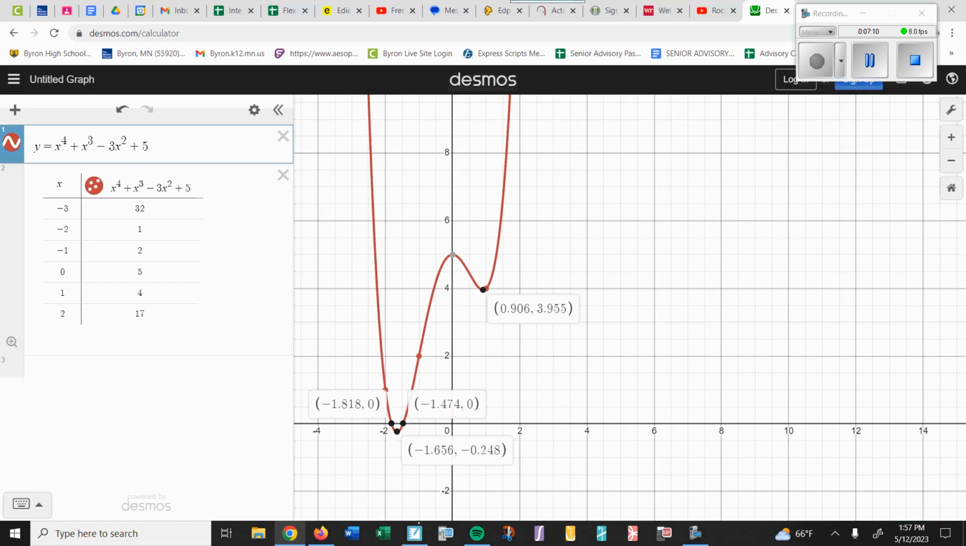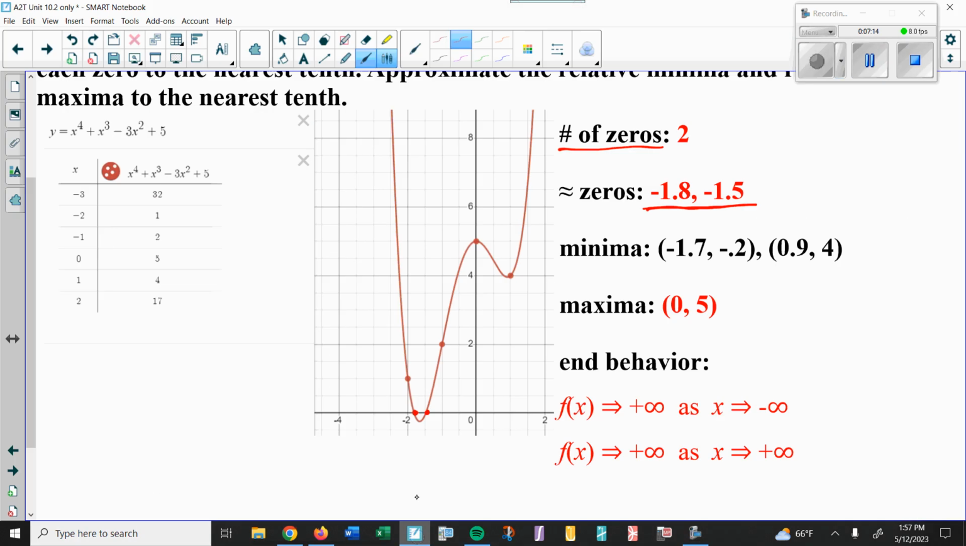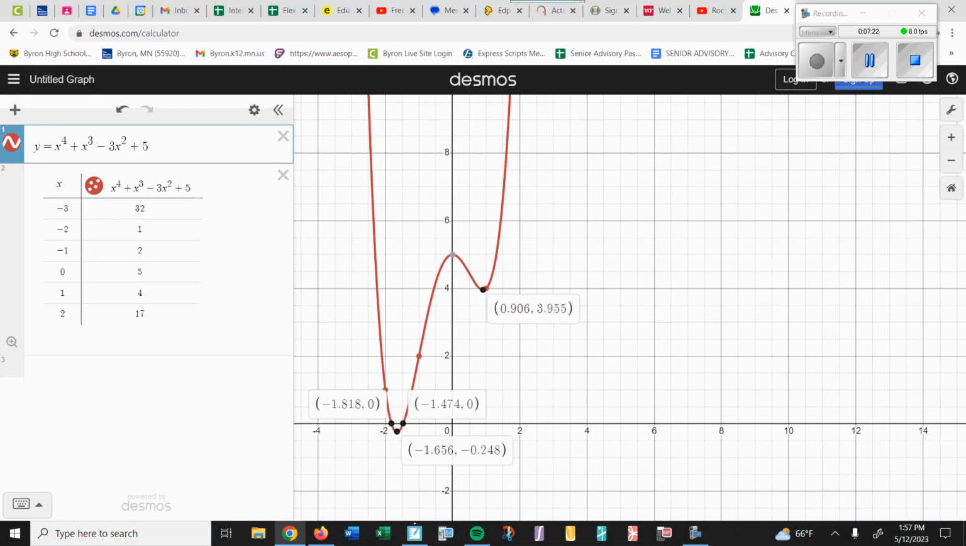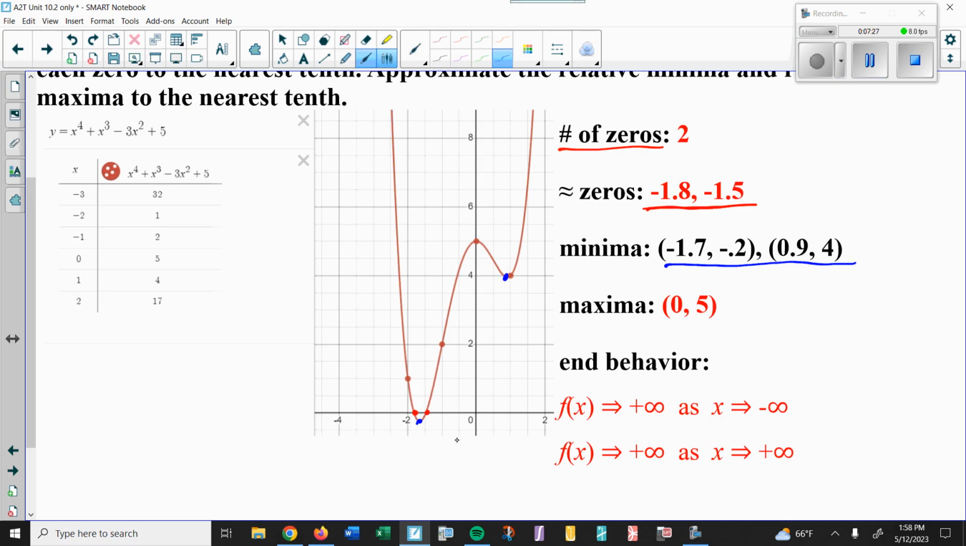Your minimums, looking at Desmos, would be this low spot up here and this low spot down here, which on your graph right here would be this one, and then you can write those spots down. Now, your maximum, looking at Desmos, is this spot up here, which you can see is this, and you can write that down.